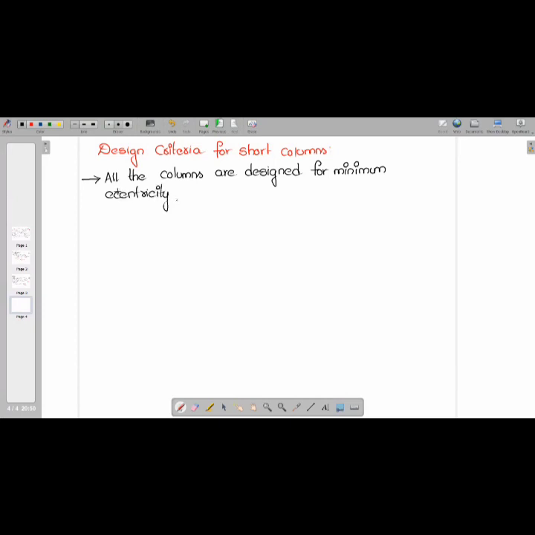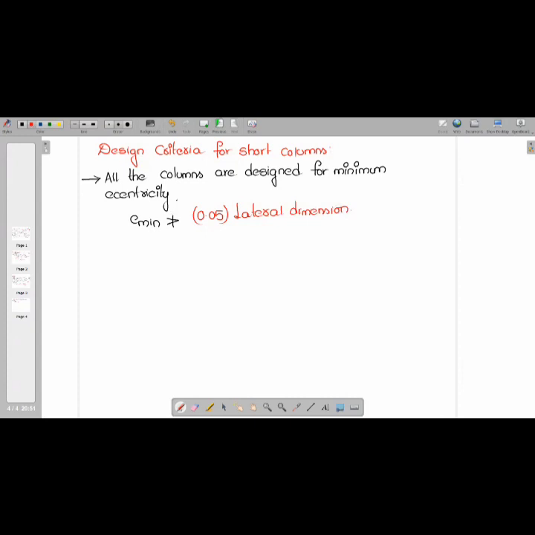Now see students, there is another condition also. The minimum eccentricity should not be greater than 0.05 times the lateral dimension of the column.